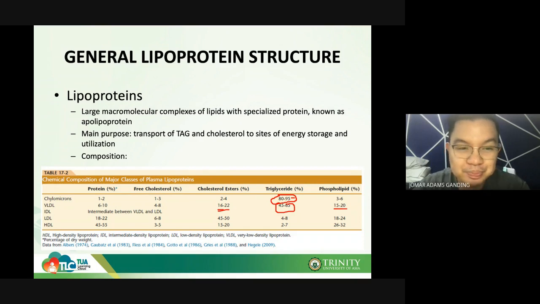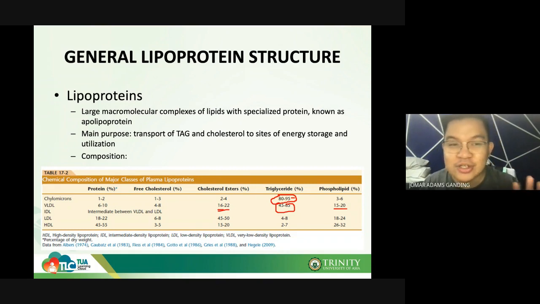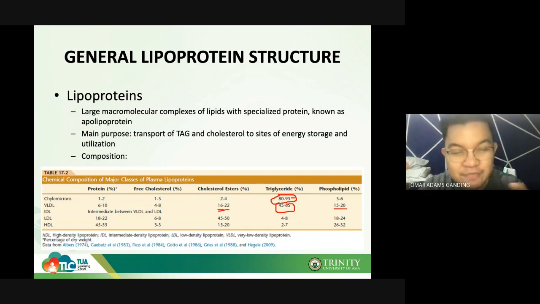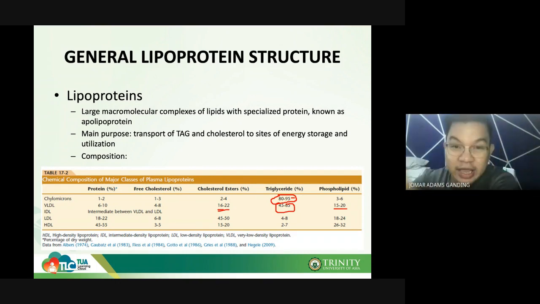Then you have your IDL. Your IDL is just an intermediate molecule in between your VLDL and your LDL. That's why, in my take, I don't usually consider it a major lipoprotein, because it's just a phase in the life of your LDL. Your VLDL will be converted into your LDL, and in between that is your IDL. Did you get that? VLDL becomes IDL, becomes LDL. That is the life cycle of LDL.